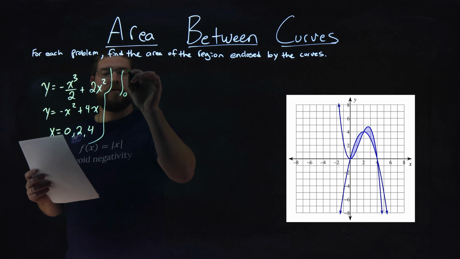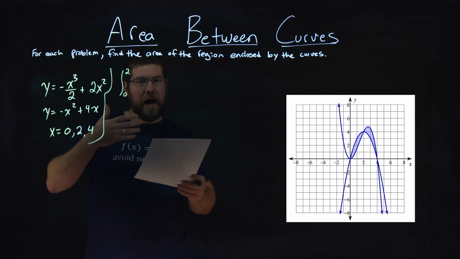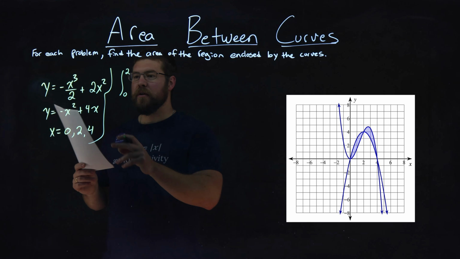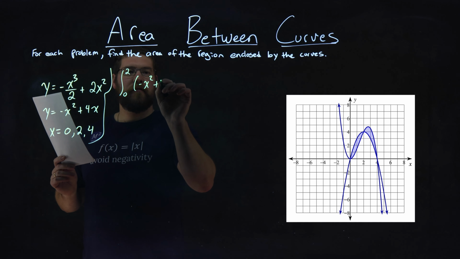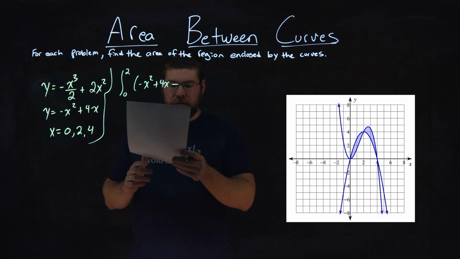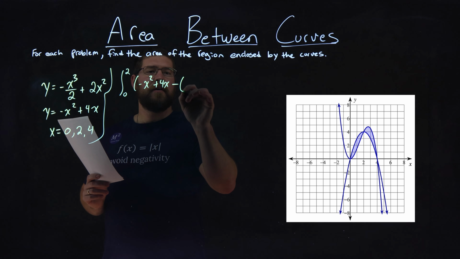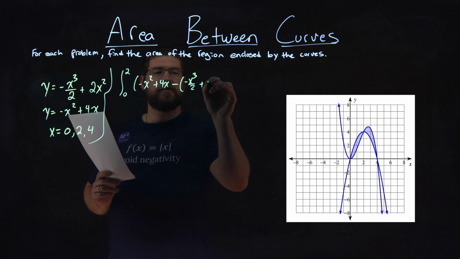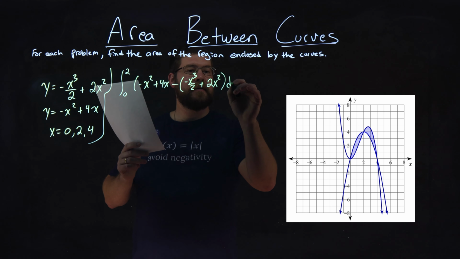The integral from 0 to 2. Between that interval, which one is the higher equation, higher on the graph? That's going to be negative x squared plus 4x here. So we have negative x squared plus 4x. We're going to subtract then this other equation, the one that's on the bottom here, negative x to the third over 2 plus 2x squared, dx.